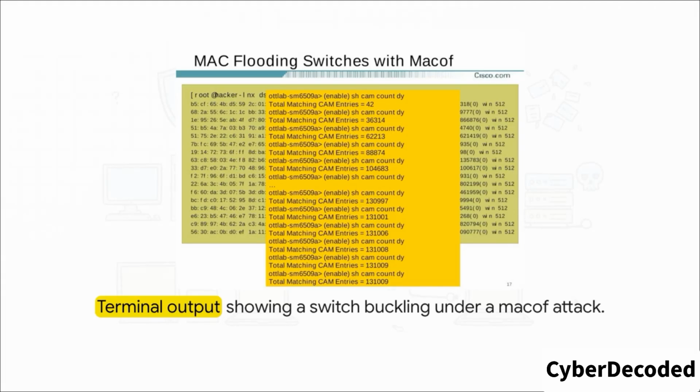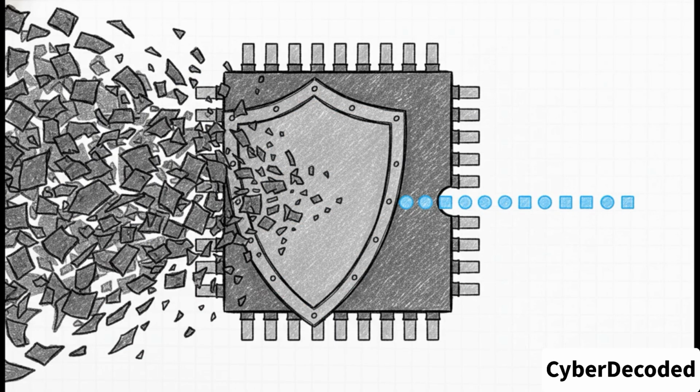And this isn't just theoretical. Look at this terminal output. This is exactly what a catastrophic memory exhaustion attack looks like in real time. You can literally watch the total matching CAM entries just absolutely skyrocket. 36,000, 88,000, 104,000, until it hits the ceiling and flatlines at exactly 131,000. In barely over a minute, the switch's hardware brain is totally paralyzed, and every single packet of new traffic is going to be indiscriminately flooded across the local area network. It's terrifyingly effective. So how on earth do we stop this from happening?